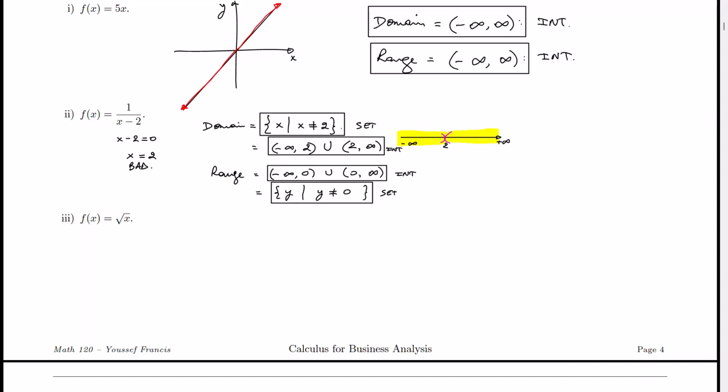And finally, we have the function f of x, which is the square root of x, and we're expected to find the domain and the range. As I mentioned earlier, the square root function doesn't like having negative numbers inside. So for example, if I ask for the square root of negative 4, you should say no real answer. I mean, there is a complex number or an imaginary answer, but we are not interested in those yet. The domain is only interested in real numbers.